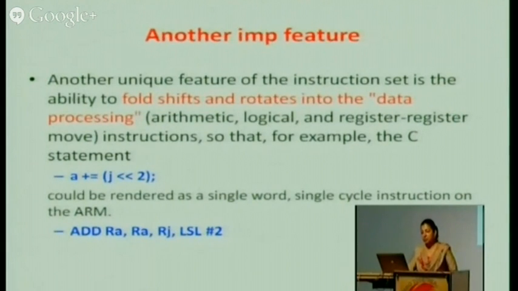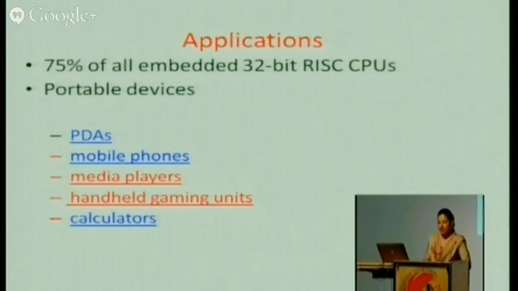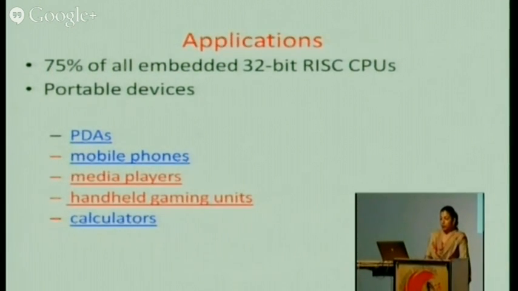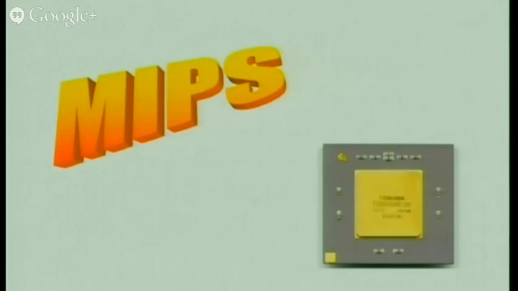So this is the very important feature provided by the ARM processor, that is to fold shifts and rotates into the data processing itself. As I told you, 75% of all embedded applications are built around this ARM type of processor. They are basically used in portable devices like your PDAs, mobile phones, media players, handheld gaming units and calculators. Right? So this is all about the ARM processor.